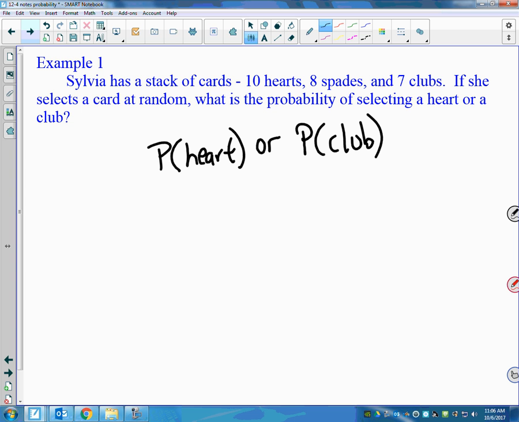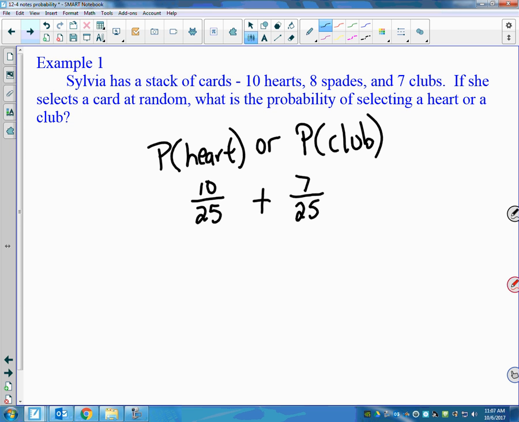So when I see the word or, I know I'm going to be adding those together. And so the probability of a heart. How many hearts are there? There are 10 hearts over how many total cards? 10 plus 8 plus 7 would be 25, right? And the probability of a club, I should have said, this is mutually exclusive, because if she wants a heart or a club, she can't select one card that's both a heart and a club at the same time. So that's why this is a mutually exclusive event. So there are 7 clubs out of 25.